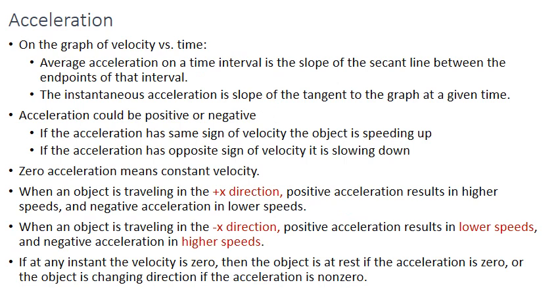So, if we draw the graph of velocity as a function of time, the average acceleration is going to be the slope of the secant connecting any 2 points on this line. Instantaneous acceleration is going to be the slope of the tangent at any point on this line. We're going to take an example and look into that in more detail.